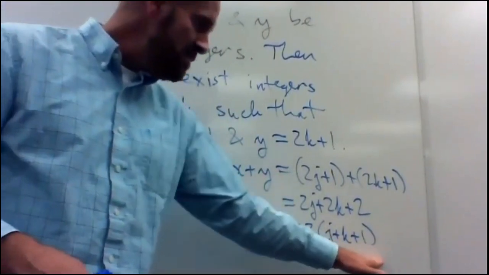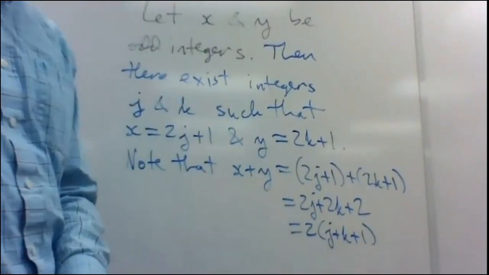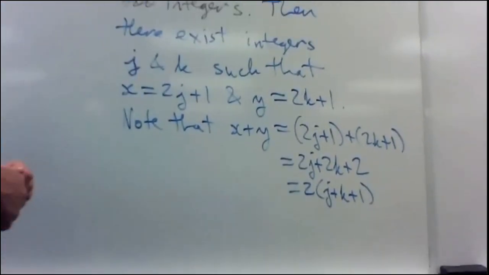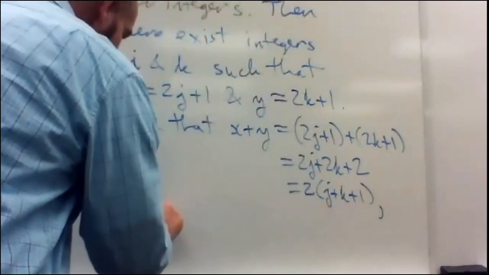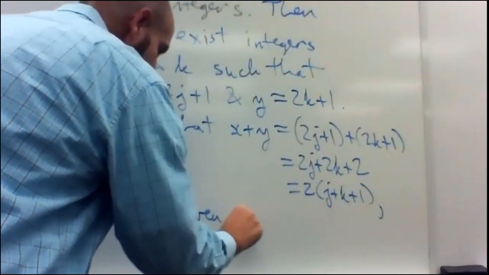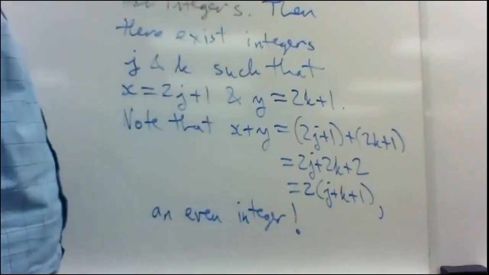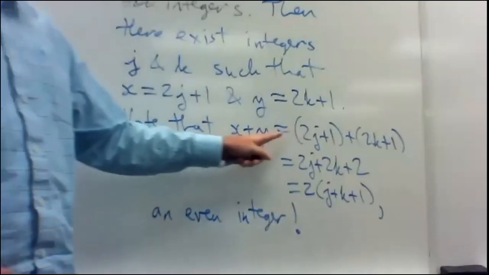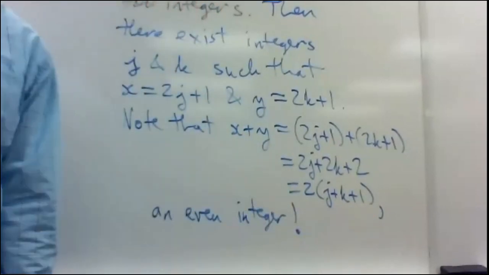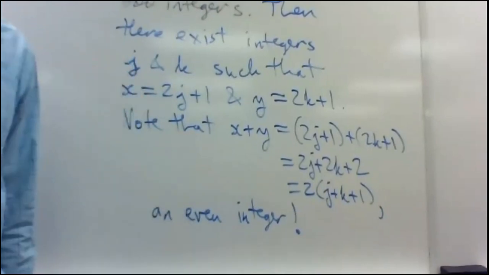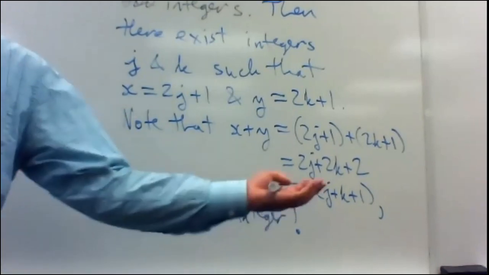Because it's 2 times an integer, yes? So x plus y is equal to 2 times an integer, right? So it's equal to 2 times the quantity j plus k plus 1. We just put a comma and even integer. Okay? So x plus y is equal to 2 times an integer, which is even, yeah? It's twice an integer, yeah? And by the way, that's the end of the proof.